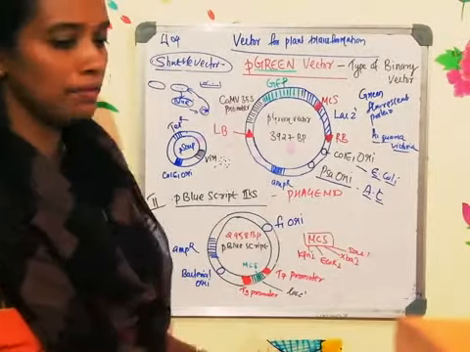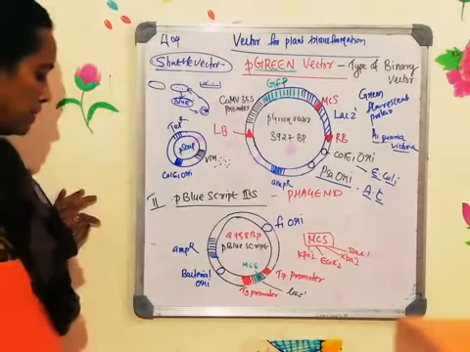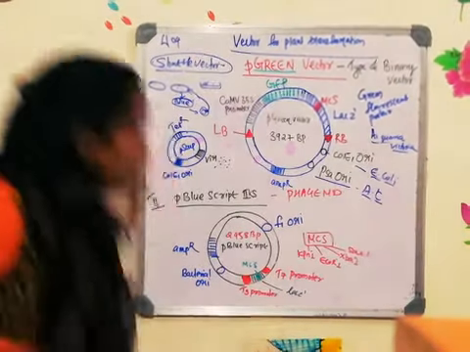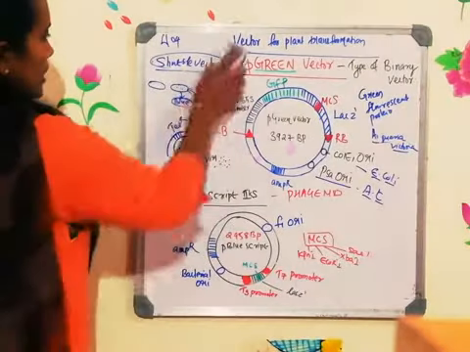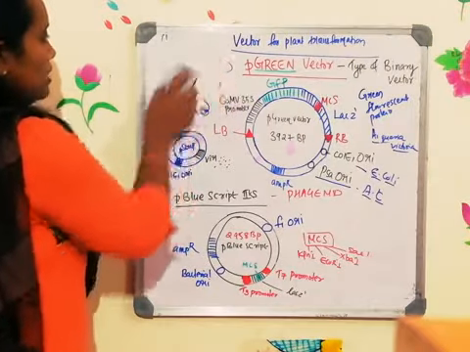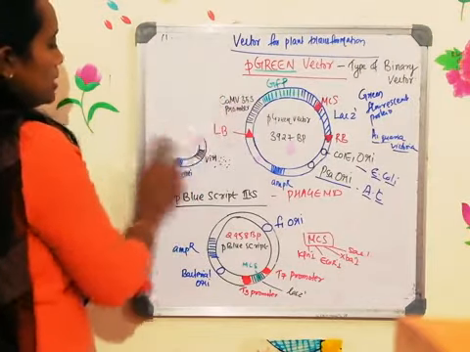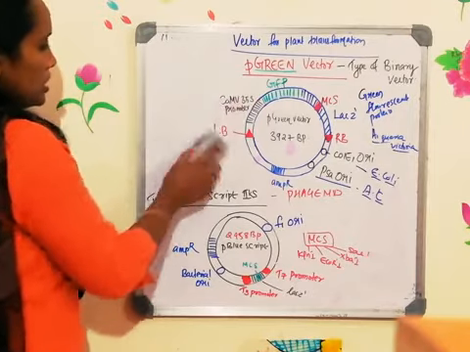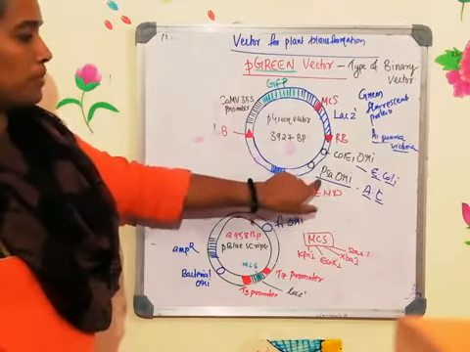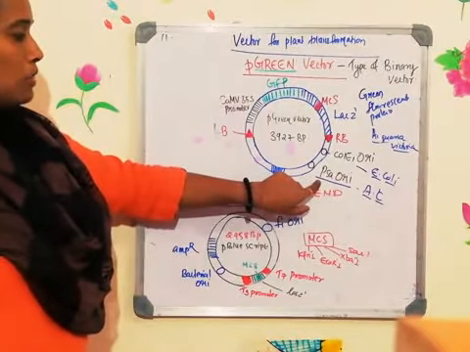Clear with the P green vector? So what are the points you need to remember under the P green vector? P green vector is a type of binary vector. It is a shuttle vector. Why is it called a shuttle vector? Because it has two origins of replication. One is the E. coli origin of replication, another one is the PSA origin of replication.